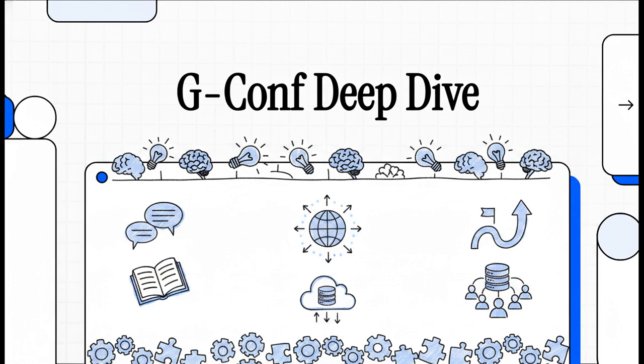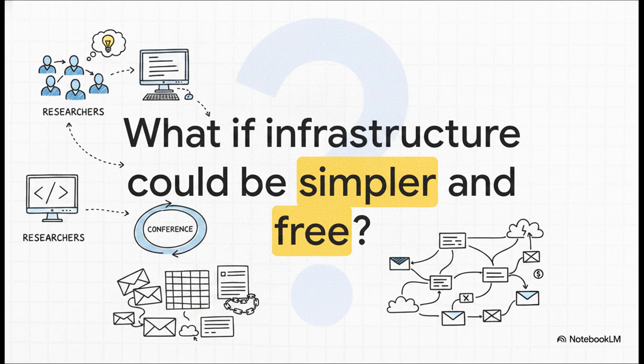Let's jump right in. Look, every academic conference connects researchers, developers, and ideas that could actually change the world. But let's be totally honest about the behind-the-scenes reality for a second. We've all felt the frustrating pain of trying to piece together a coherent event using scattered emails, messy spreadsheets, and disjointed cloud folders, right? It's a nightmare. So I want to pose a question. What if conference infrastructure could be way simpler and entirely free?